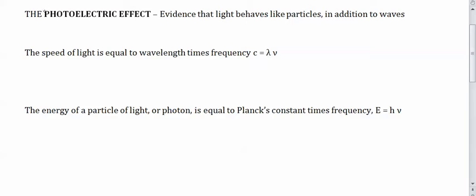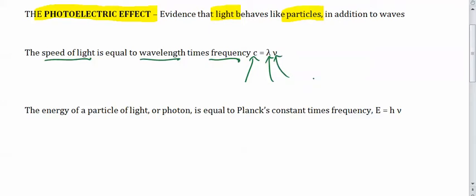Here I'm going to talk about the photoelectric effect, which is evidence that light behaves like particles in addition to waves. Now, the first equation that I have, the speed of light, symbolized by the letter c, is equal to wavelength, symbolized by the Greek letter lambda, times frequency, symbolized by the Greek letter nu. It looks kind of like a curvy looking V. These are all wave properties.